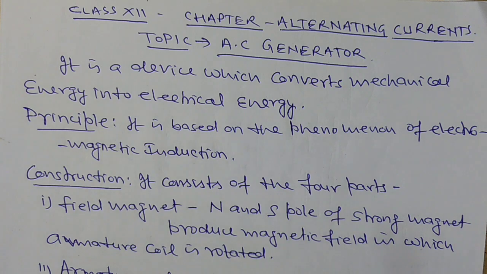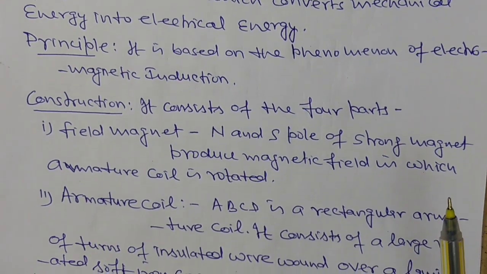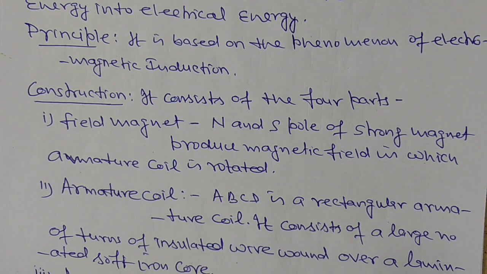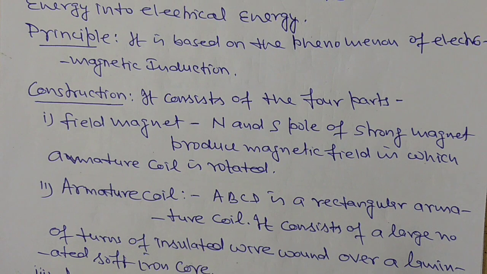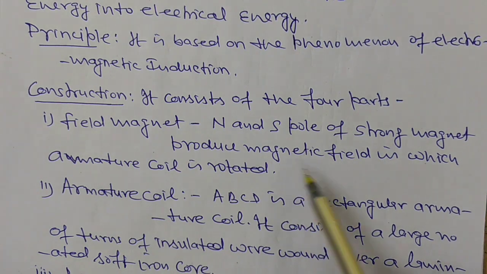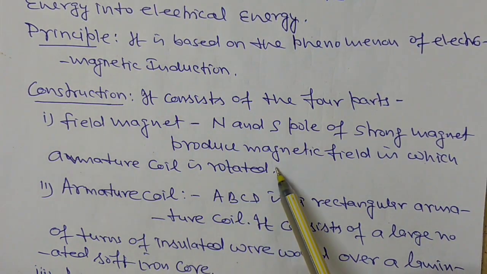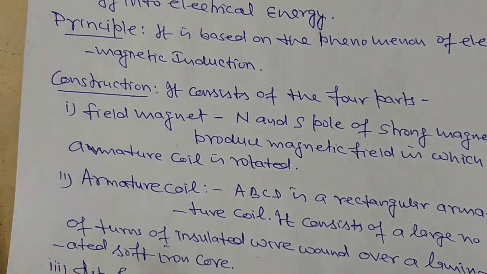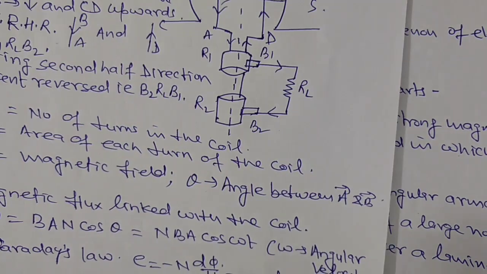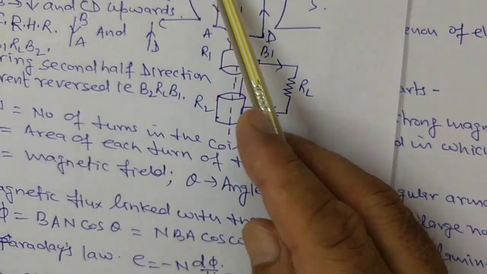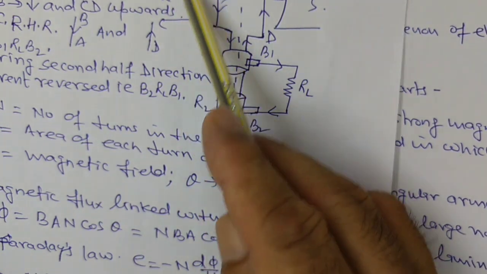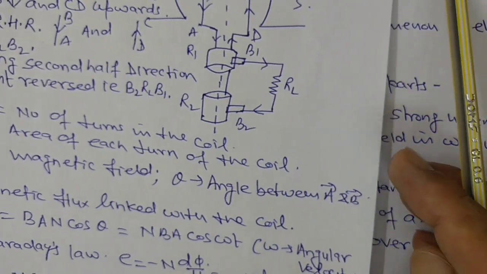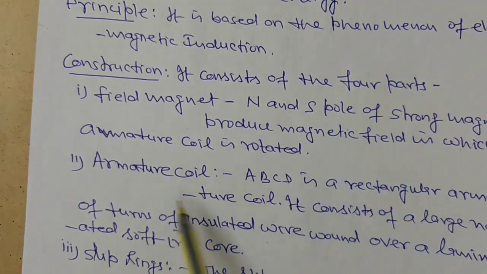Now, the construction of AC generator is, it consists of four parts, mainly four parts. Number one, field magnets, north and south pole of the strong magnet, which produce magnetic field in which armature coil is rotated. The construction of this AC generator is this. Here this magnetic field, two poles, north and south pole, which produce magnetic field.